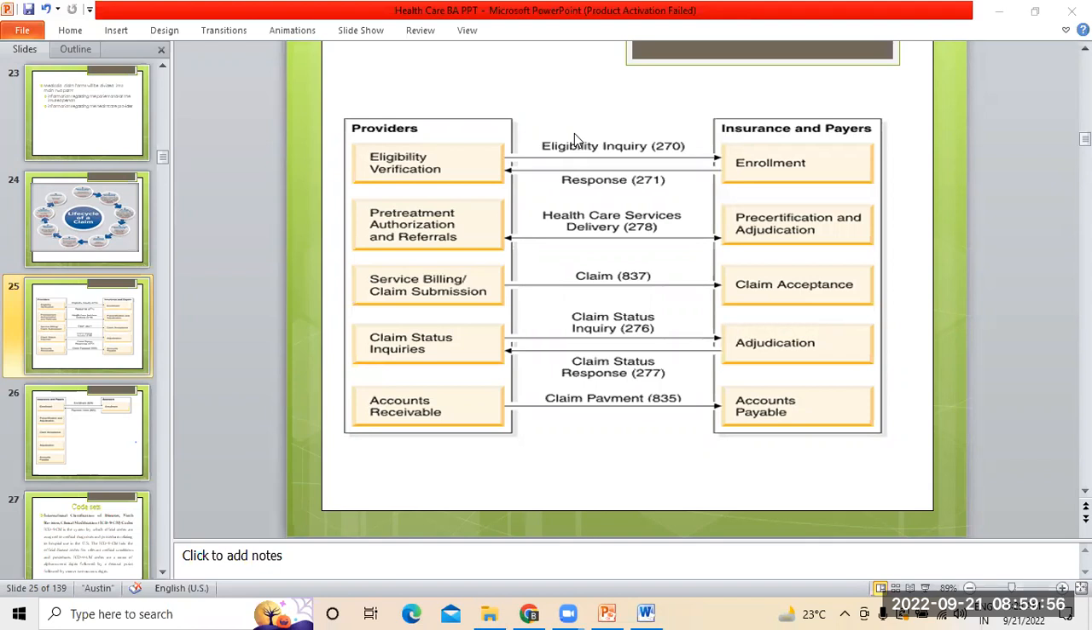So 834, as I mentioned to you, is for enrollment, right? 835 is for claim payment. There is a difference.